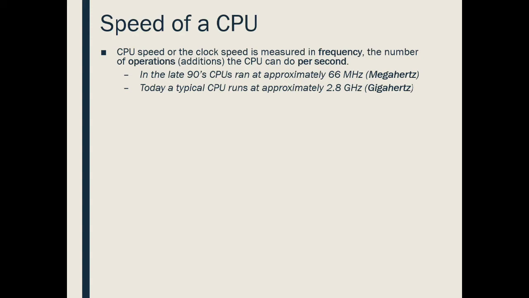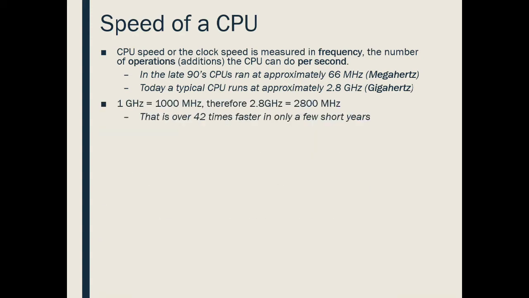Now let's put some math in that. 1 gigahertz is approximately 1,000 megahertz. Now I used to be running at 66 megahertz. Now you're running at 2,800 megahertz. That's a lot. That's about 42 times faster than it was in only a few short years. I say a few short years because I'm trying to downplay how old I am.